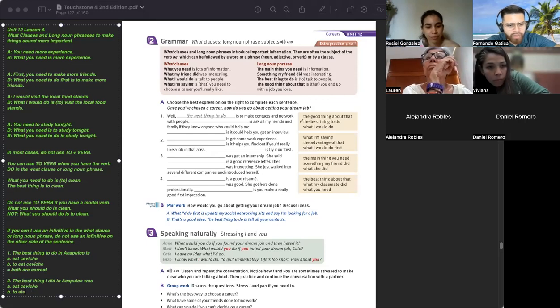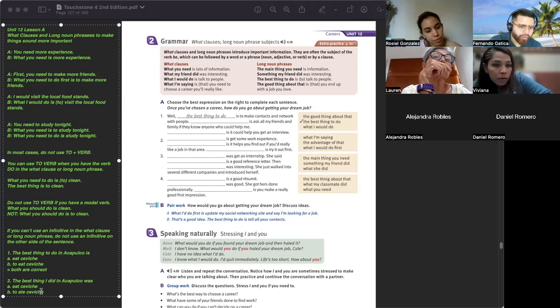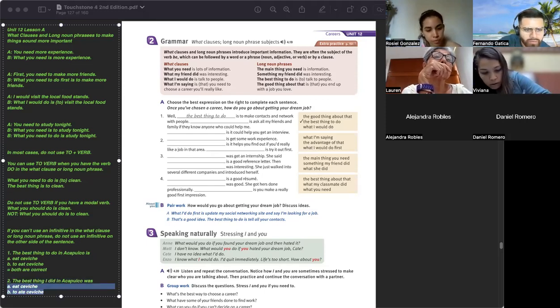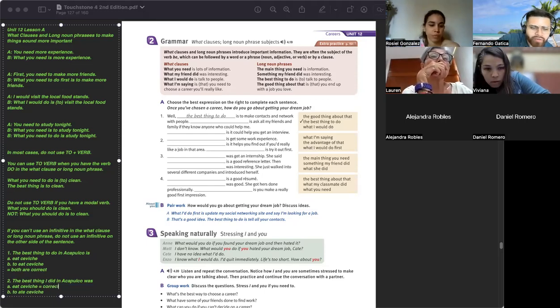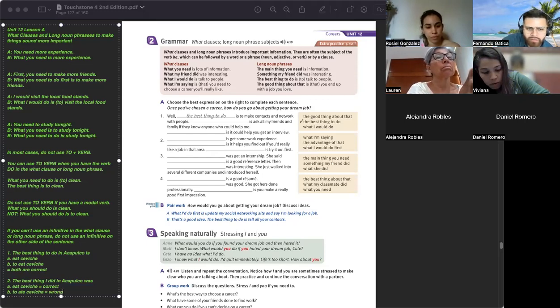In this case, A, B, or both? A. Only A, right? Exactly. You cannot put a verb in the past after to. Remember that. Never use a verb in the past after to.